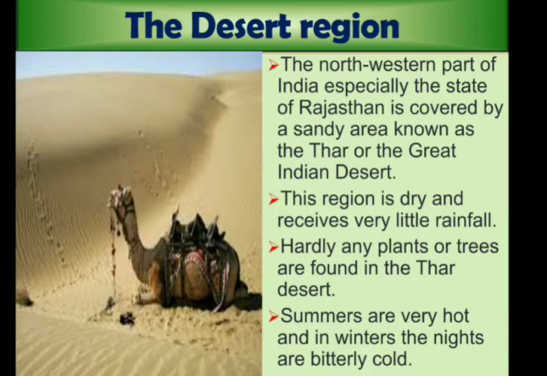This region has low population because of the difficult living conditions. The nomads keep moving from one place to another in search of water. Most villages are built near oases where underground water forms small pools. We must stop cutting trees, otherwise the desert area would increase.